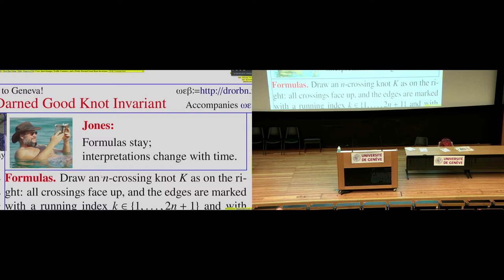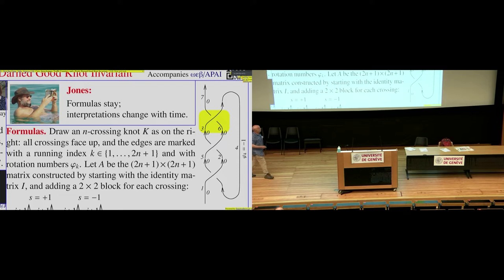So, formulas. I want to tell you how to compute this invariant. Suppose you have a knot. You draw it upright. What does upright mean? It means you draw it as a long knot. It starts at the bottom, ends at the top, all of the crossings are oriented upward, so all the strands are oriented upward. And of course you can do it, because if it's not how the knot was given to you, first of all you cut it open and make it look like this, and then if the crossings are wrong, you just turn them around as required.